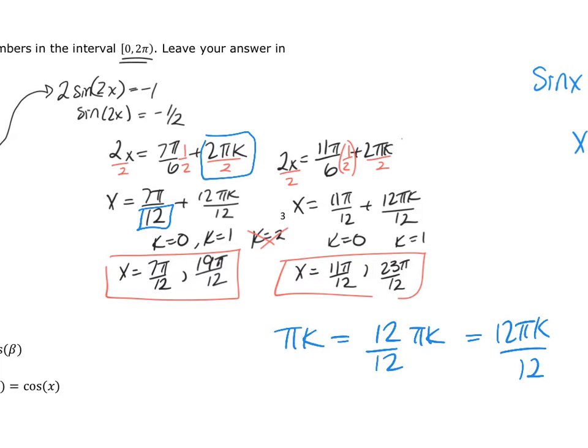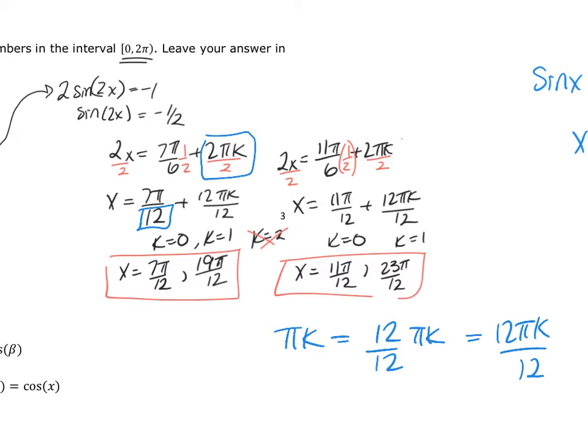Anything else? Yes? Just to clarify, for the final step, when you circle your answer, you have 7 pi over 12 and 19 pi over 12. Once you've found that LCD, you know that it's k equals 0, k equals 1. It's just the sum for the second answer.